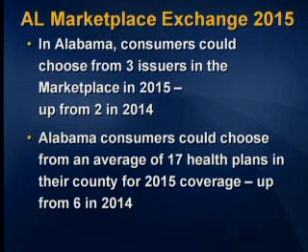In 2015, consumers could choose from 3 issuers in the marketplace, at least in some counties, and that was up from only 2 in 2014. And if you went on the exchange, there were about 17 choices in the county, an average of 17 choices. These were different metallic plans, et cetera, that were being offered. So that was up. There was a little more choice than was available in 2014, where the average was only 6.